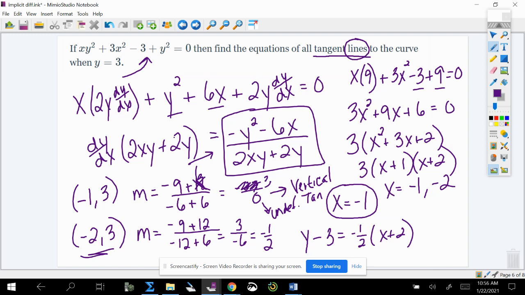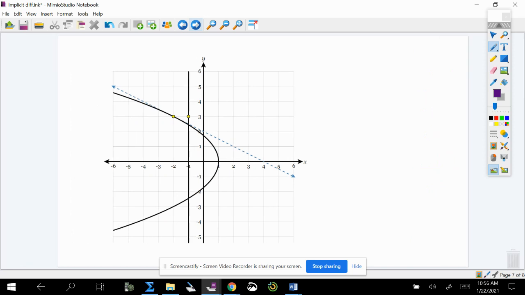I actually have this picture from Delta Math. So your kind of sideways parabola, I realize it's not a parabola, is the equation that was given. I shouldn't even say function because it's not. At y equals 3, we have two lines that can be drawn that are tangent to the graph. One is drawn straight up and down, and the other is the one that had the negative 1/2 slope. So you're getting those two answers for your equation.